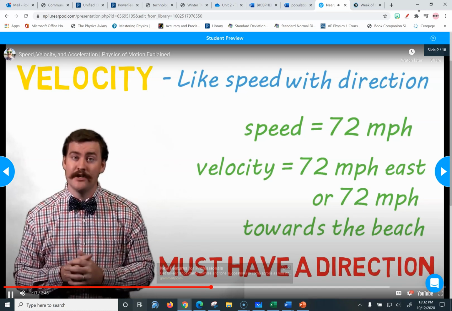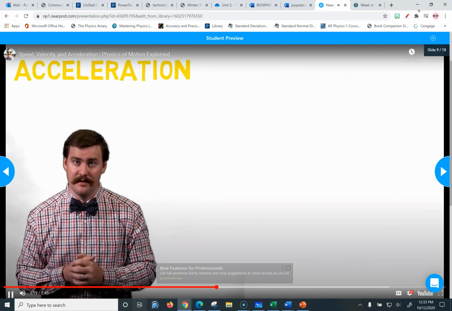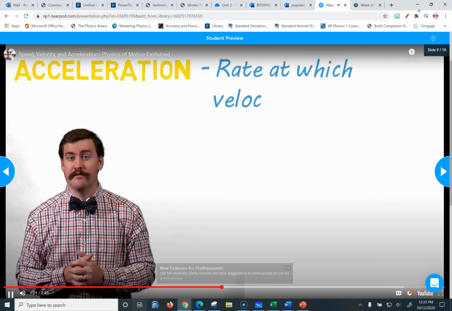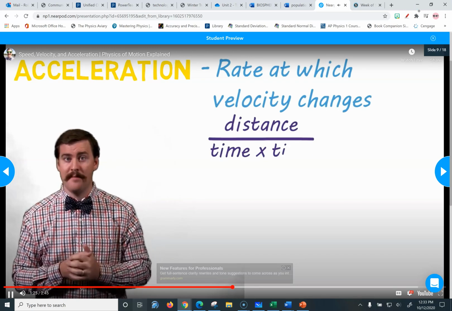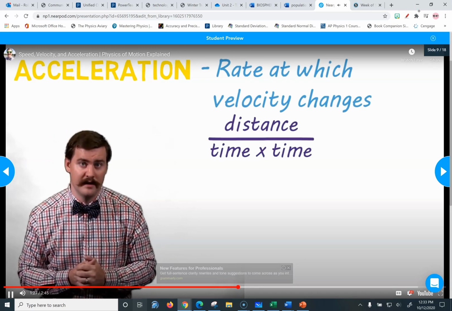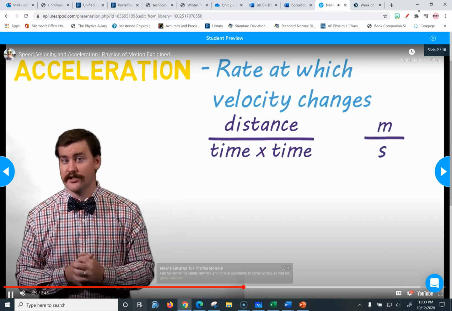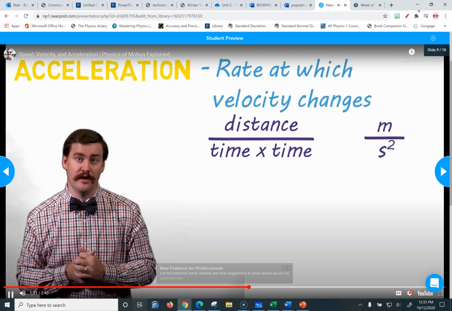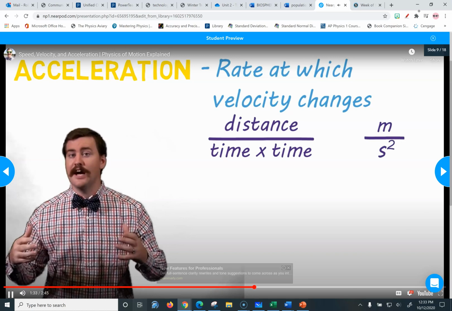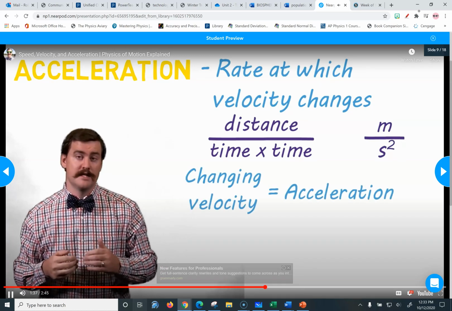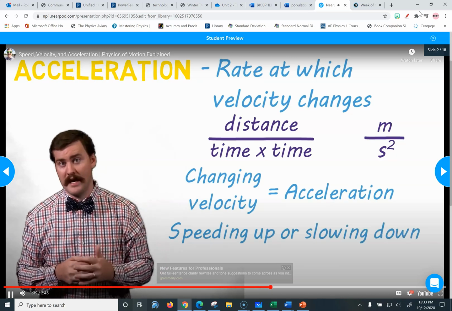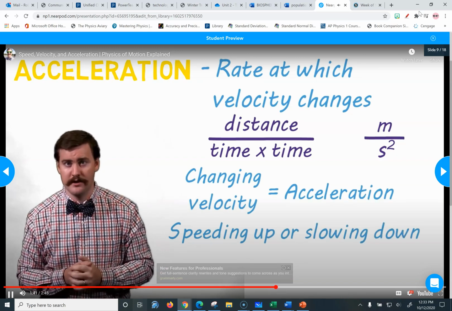With that knowledge in hand, you're now ready to understand acceleration, which is simply the rate at which velocity changes. It's represented as distance per time, or distance per time squared. For example, meters per second squared are common units for acceleration. Anytime you change your velocity, you are accelerating. That can be speeding up or slowing down, which is also known as negative acceleration.